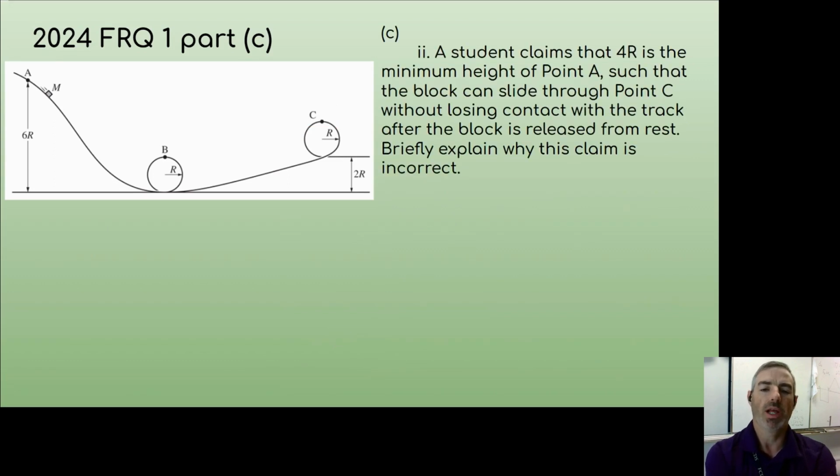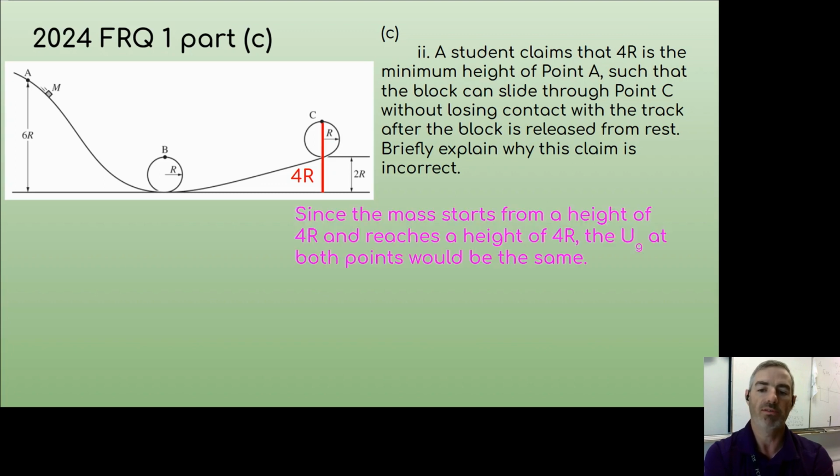Part C2: a student claims that the block can start at a height of 4r and still make it around point C without losing contact with the track. Explain why this claim is incorrect. So we know that point C is at a height of 4r, because we've got the track at a height of 2r above the ground level, and C's radius is r, so that makes the diameter 2r, so it's a total of 4r.